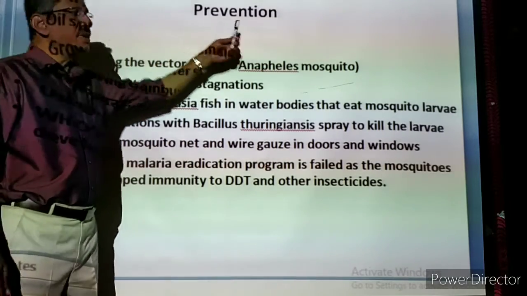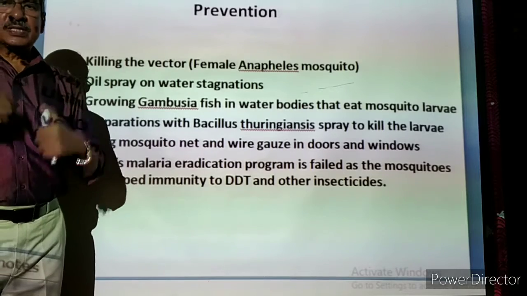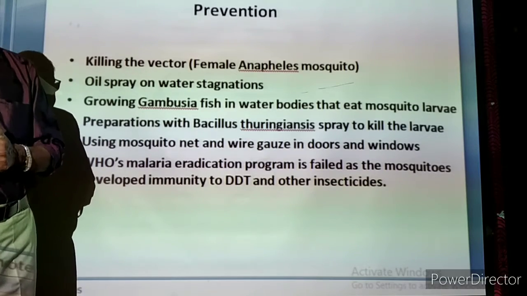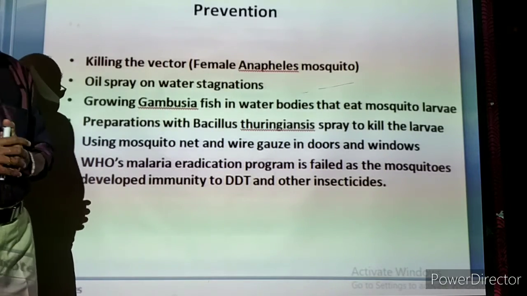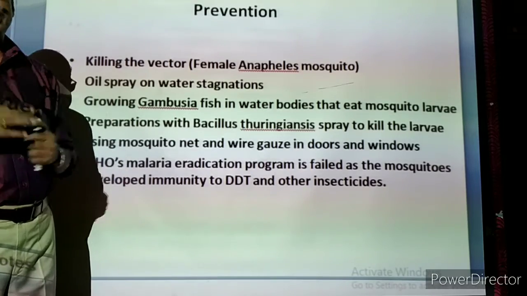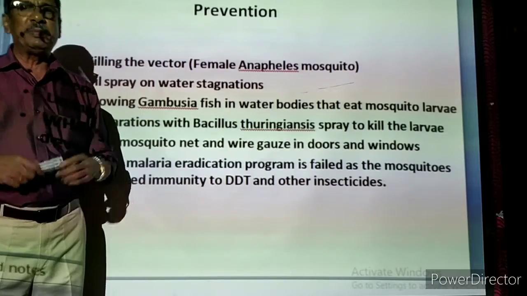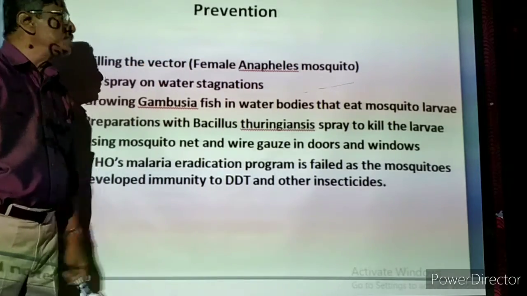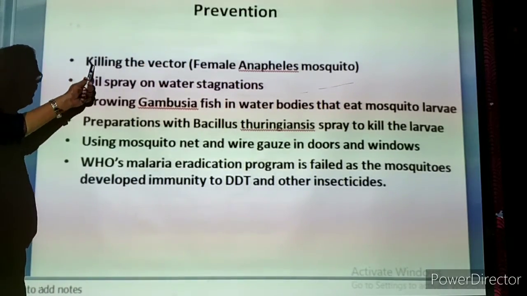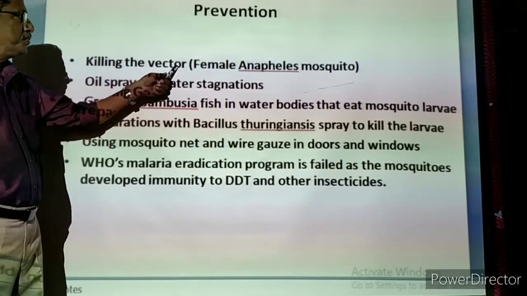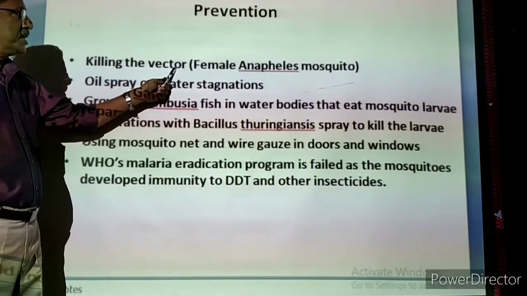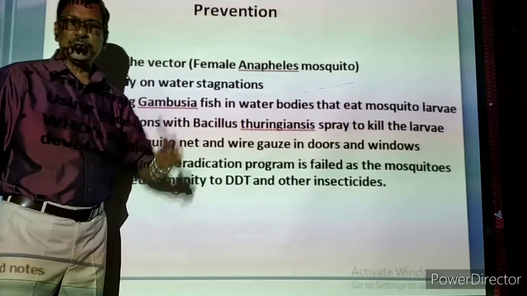Now we are coming to prevention. Actually, when one person is affected, how are the other people affected? That is due to mosquito bite. So we have to eradicate the mosquito. If we eradicate the mosquito, the spreading of malaria will be prevented. Now what are the various ways by which we can prevent? Killing the vector. Vector is a mosquito, so we have to kill the vector. That means the female Anopheles mosquito.